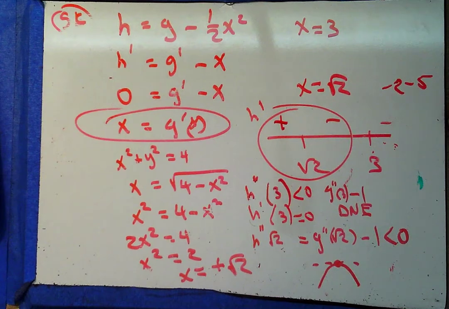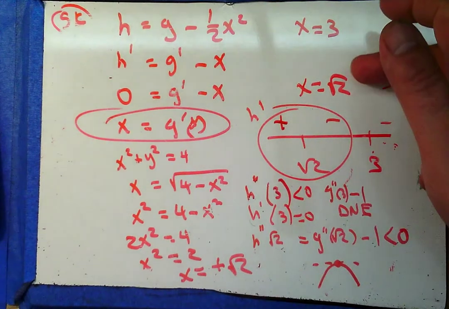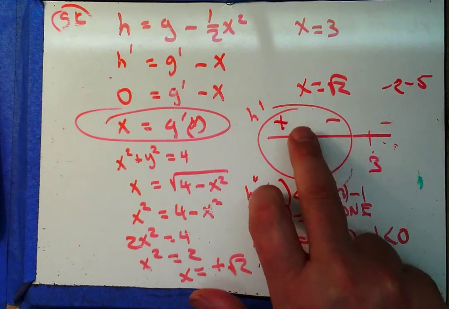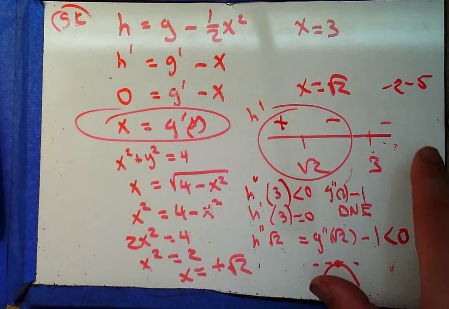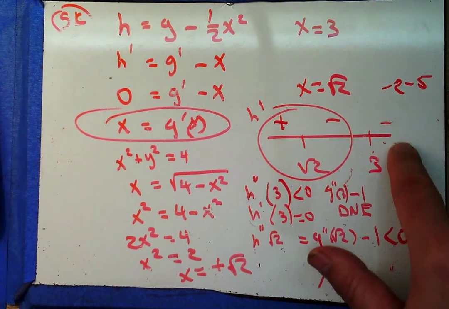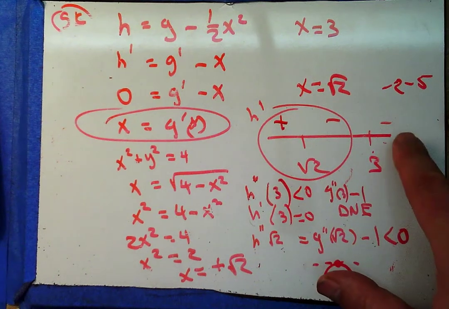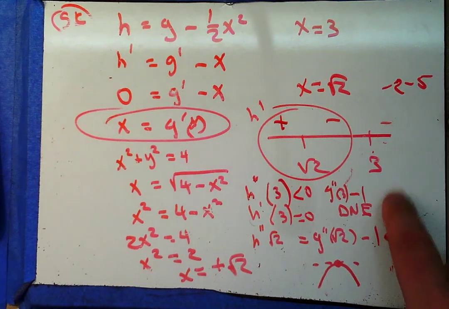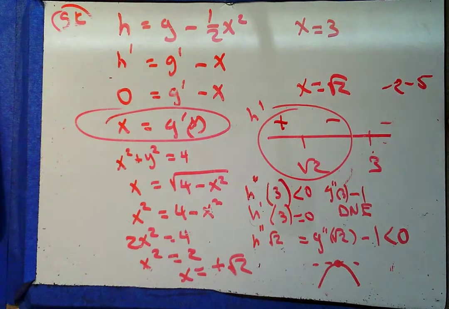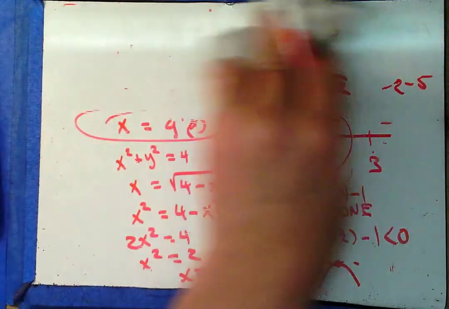Okay, so you can choose to justify your max at root 2 with h prime, or you can justify your max at root 2 with the second derivative test. You also need to say something about no max nor min at x equals 3 because no sign change on h prime, or you can talk about g double prime of 3 minus 1 being undefined. Okay, so that's 5C. We've only got 2 problems left in this packet. Let's see what the first one is.